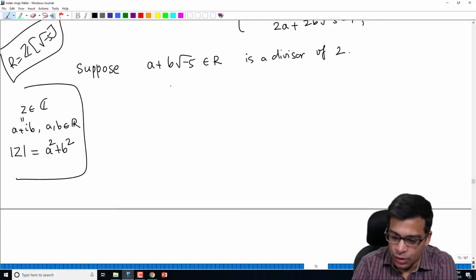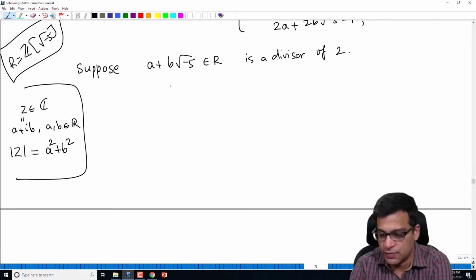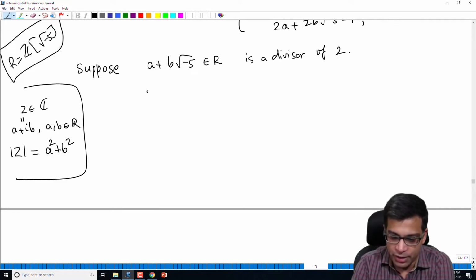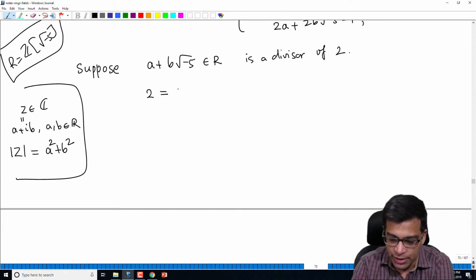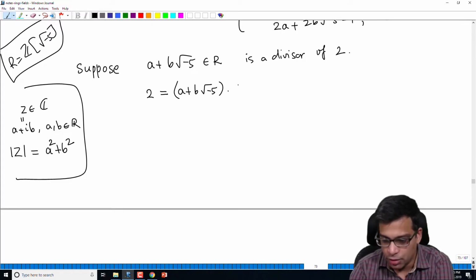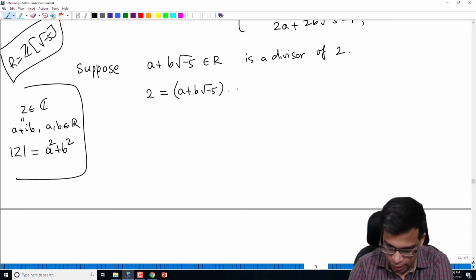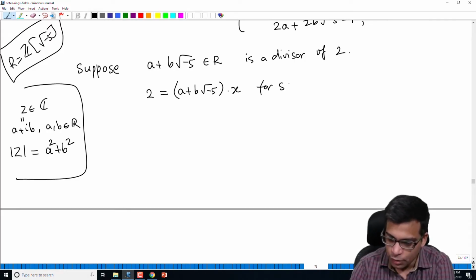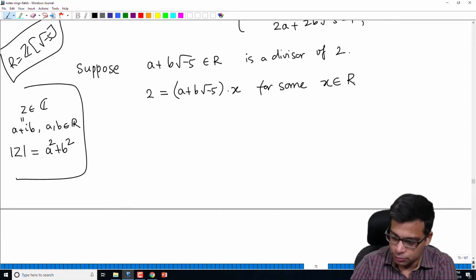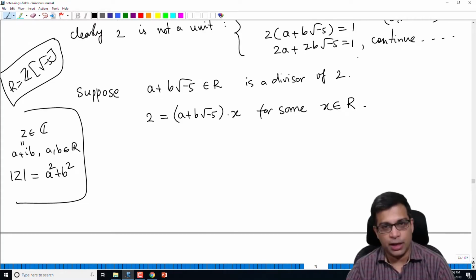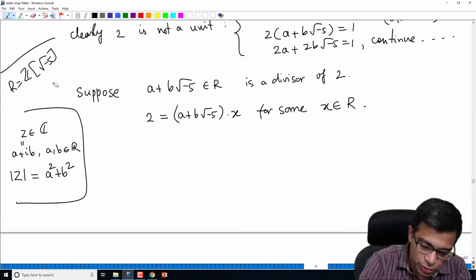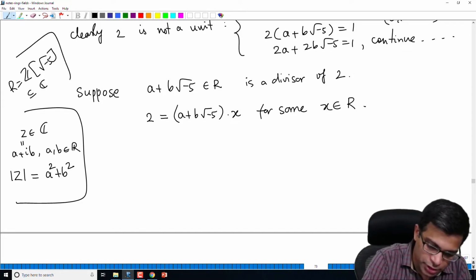So now, if a plus b times square root minus 5 is a divisor of 2, that means by definition of a divisor in an arbitrary ring, 2 can be written as a plus b times root minus 5 times some other element in the ring. I don't need to spell it out, so let me just write this as x. By definition of a divisor, I have this. And remember, all the numbers that we are considering in this ring are complex numbers. Of course, R is contained in the complex numbers, right?